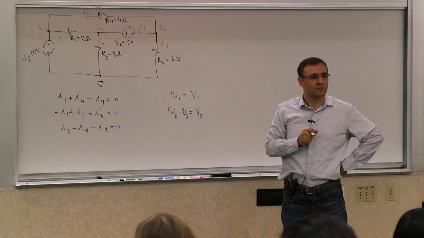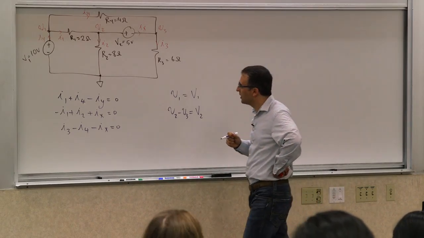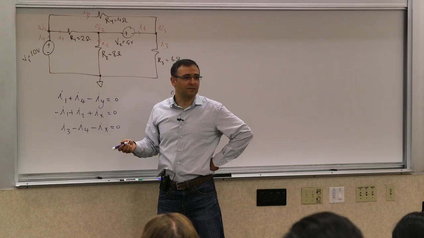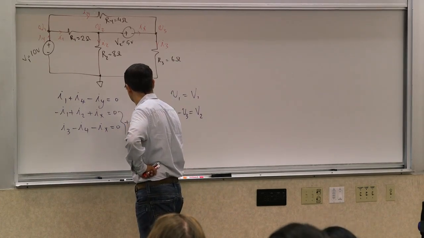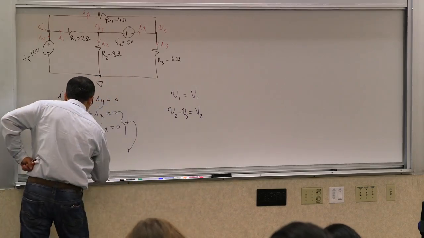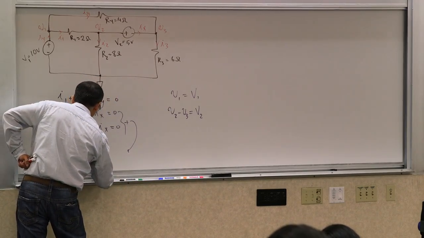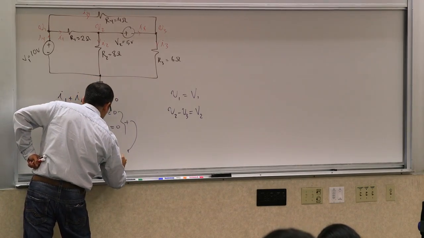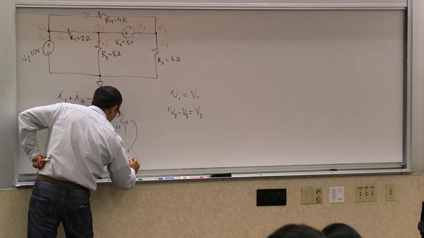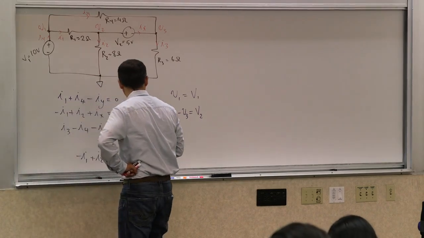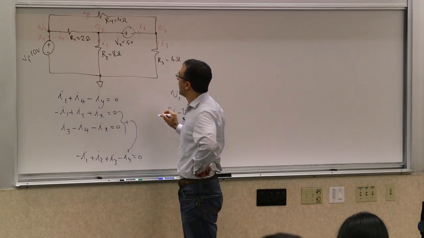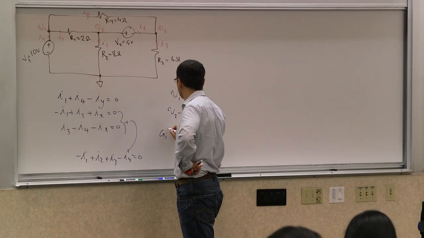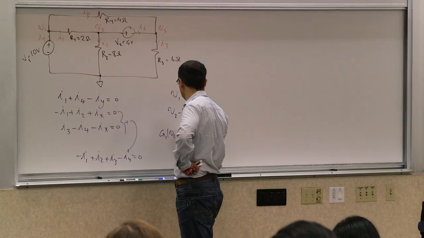Add the last two. Exactly. Add the last two, and eliminate Ix between them. If you add the last two, what you get is negative I1 plus I2 plus I3 minus I4 equals 0. And this is a good equation because I can write this. Negative I1 means basically G1 times V2 minus V1.